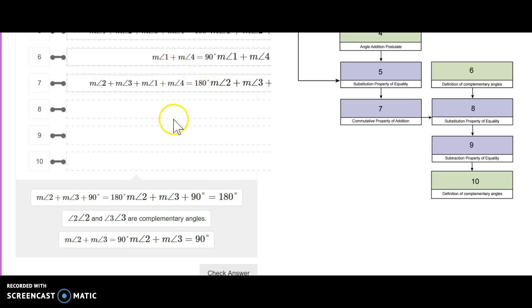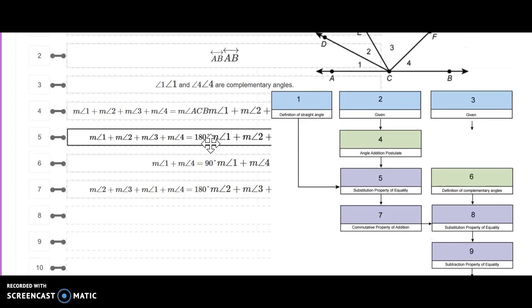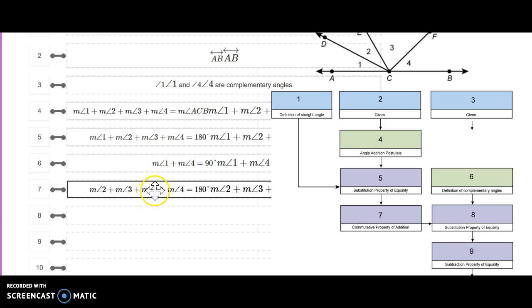All right, so now we're at 8. That goes to substitution property again. And so here we know the measure of angle 1 and the measure of angle 4 equal 90 degrees. So we can replace the measure of angle 1 and the measure of angle 4 with 90 degrees.